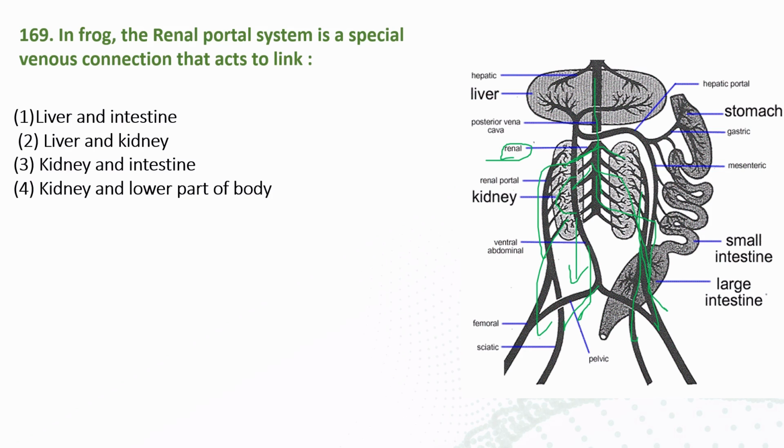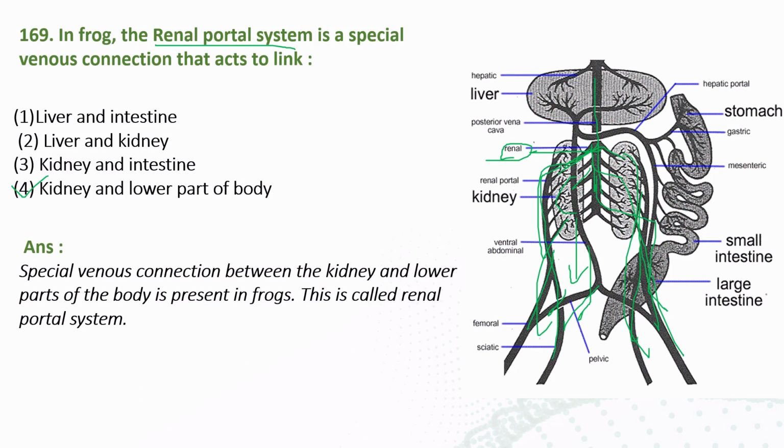So this is the renal vein which will connect the kidneys, and from the kidneys these renal veins pass on to the remaining parts, meaning the lower parts of the body. So what is the option here? The renal portal system obviously connects the kidney and the lower parts of the body, like the small intestine, large intestine, pelvic region and everything.